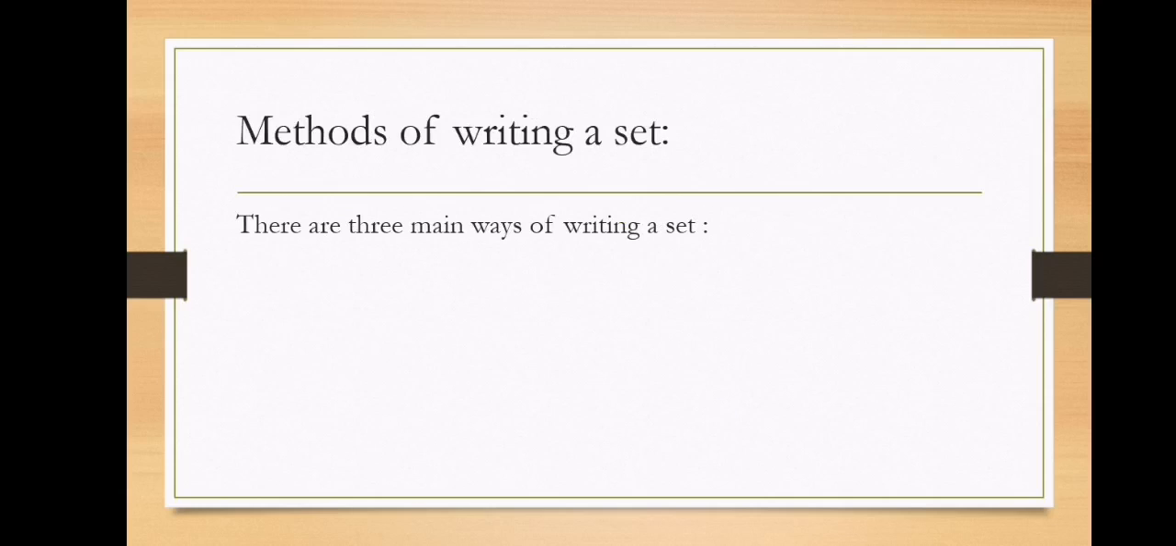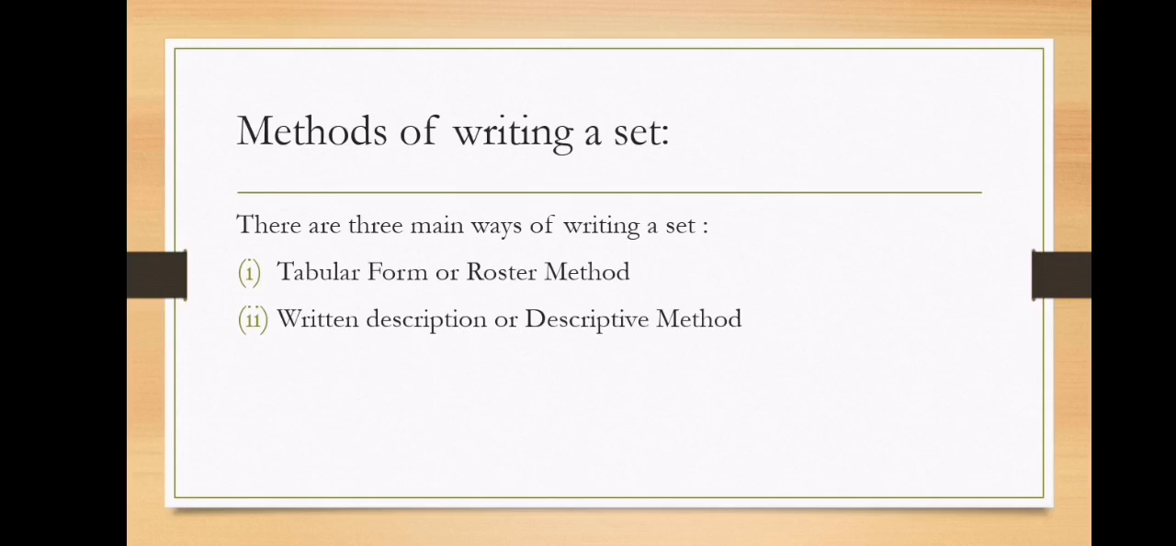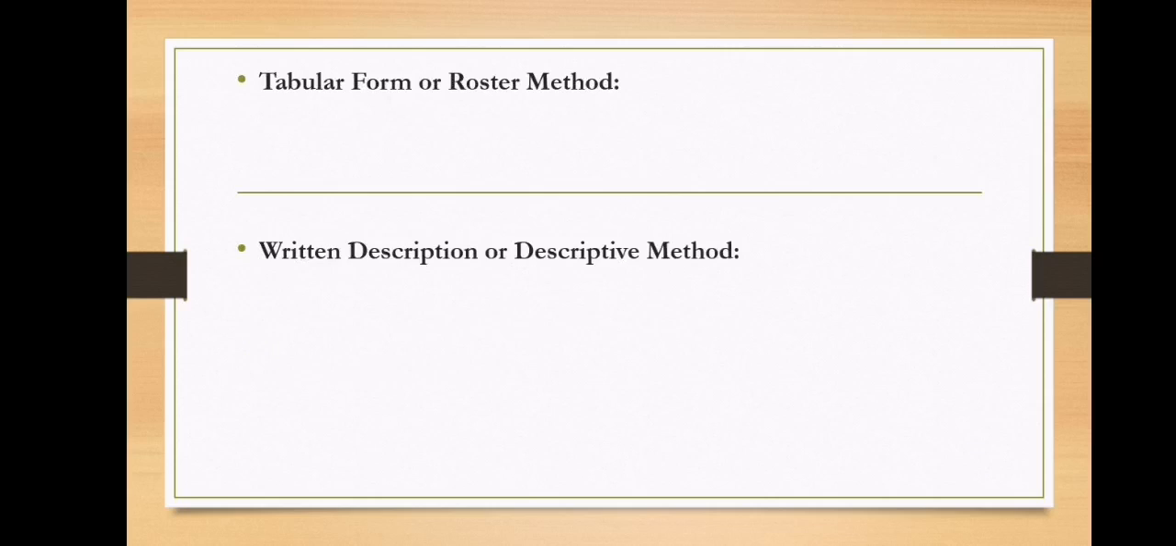Then comes the methods of writing a set. There are three main ways of writing a set. First one is tabular form or roster form, also called the listing method of writing a set. Secondly, written description or descriptive method of writing a set. Thirdly, set builder notation. Now we are going to discuss them one by one.